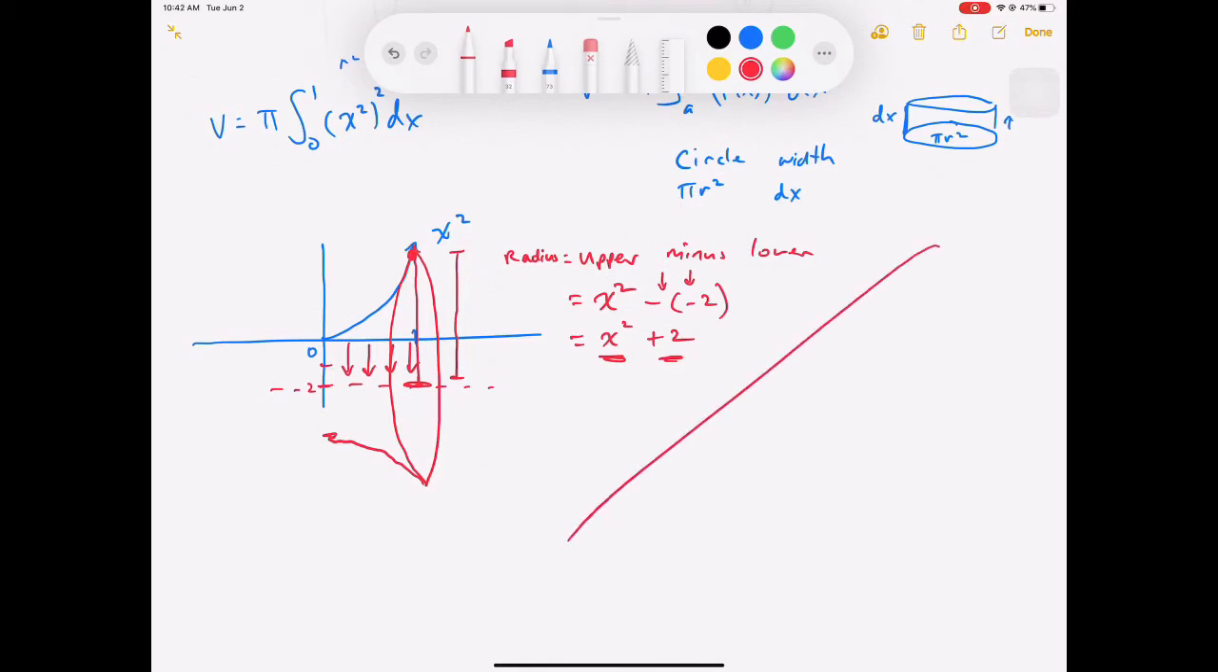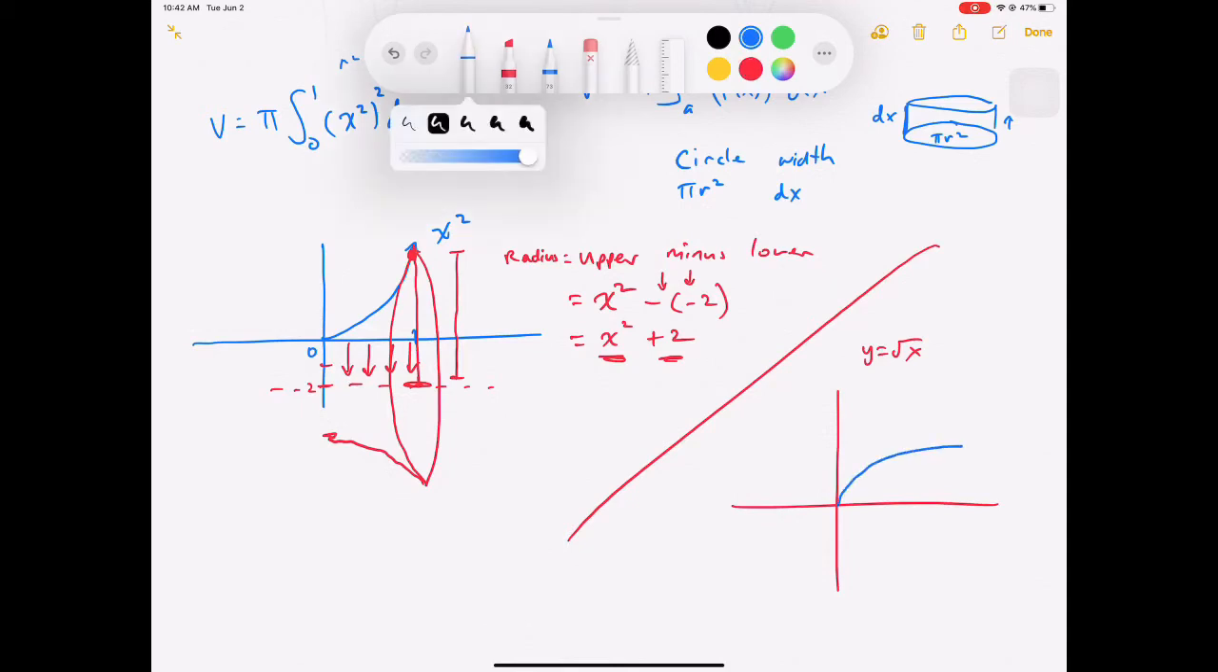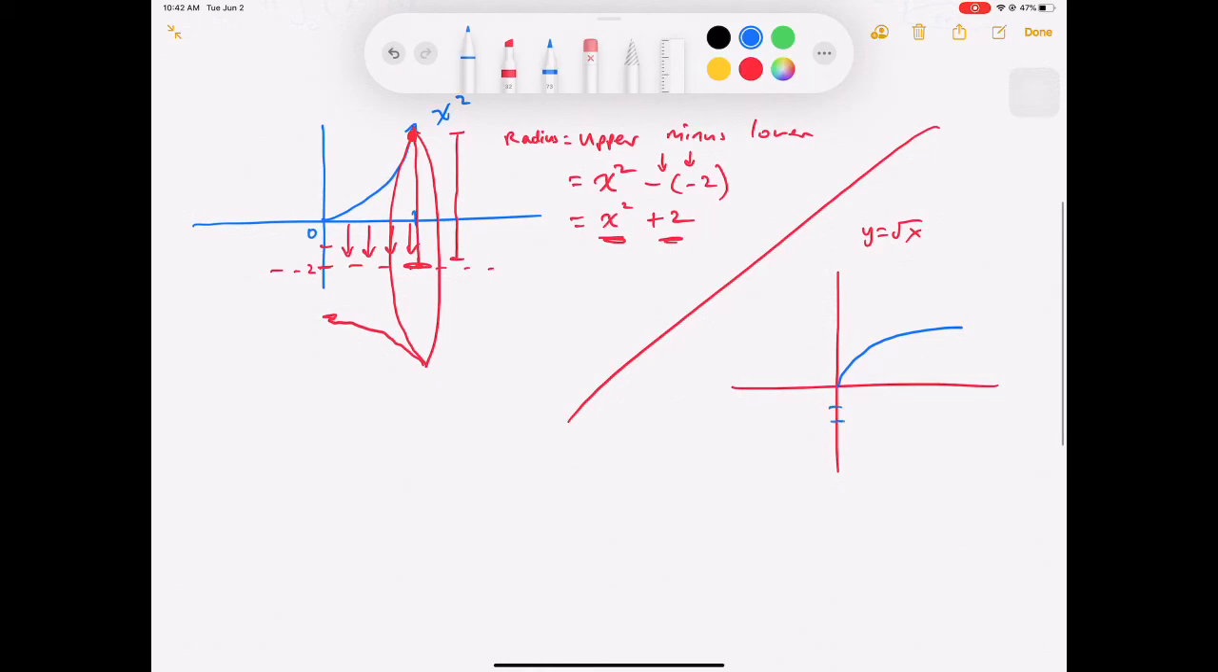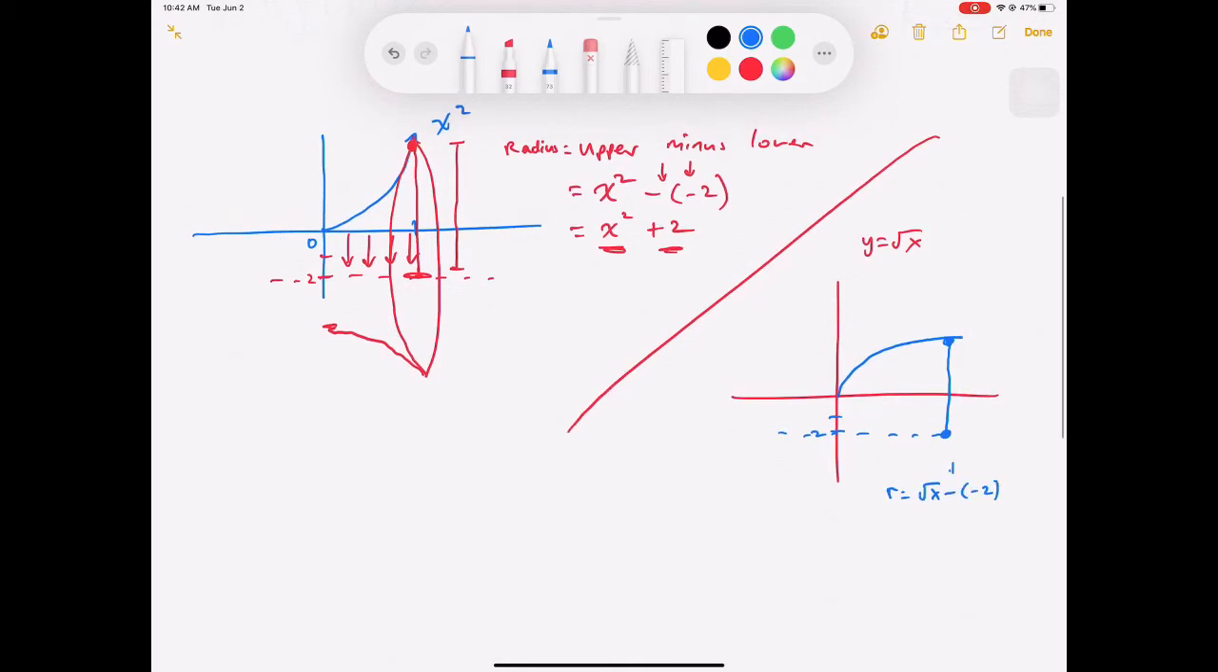On the side here, if I give you another problem, let's use y is equal to the square root of x. Let's draw that out. What if I want to rotate this around y is equal to, let's do -2 here again. The radius would go from the function all the way down to -2. So our radius would be the square root of x minus a -2, and those negative signs become a positive. So our function becomes 2 spaces longer. Our radius becomes 2 spaces longer.